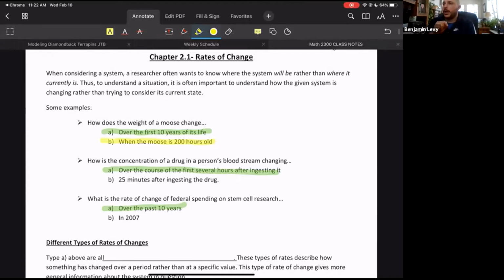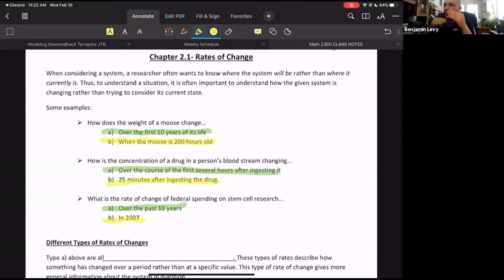The second example is how the concentration of a drug in a person's bloodstream is changing. We might care about how it changes over the first couple hours after ingesting it, or maybe we care at a very specific moment, like 25 minutes after taking the drug. The third example, out of a textbook, is about federal spending on stem cell research. If we care about long-term, general changes, we might ask how it has changed over the last 10 years. If we're hyper-focused on what's happening right now, we might care about 2007 or 2021 or the specific year we care about.